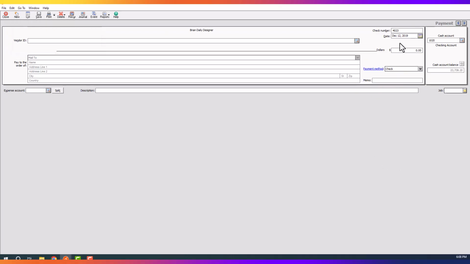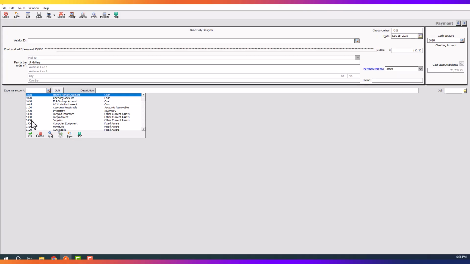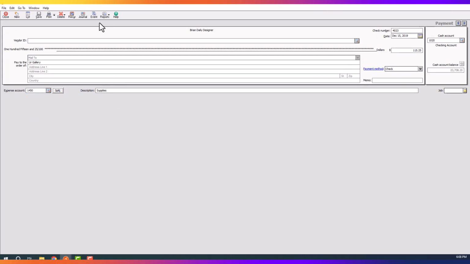Our next check, 4023, it looks like for this one, we have all the details in the book, so I'm going to type them in. So I entered the date. It was a different date, December 15th, the amount, and then the vendor that we're paying is called Your Gallery. This is a new vendor, so I didn't know which account to charge, but it says in that table to charge the supplies account, account number 1,450. Check all the details, then save the transaction.